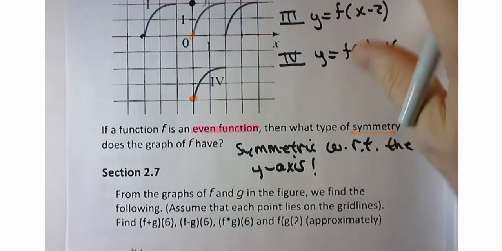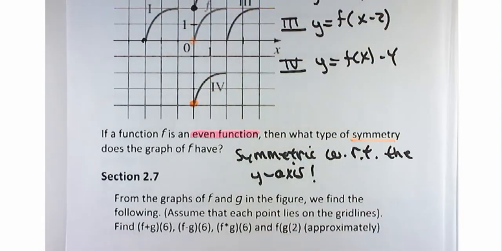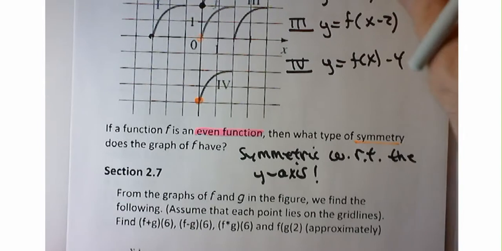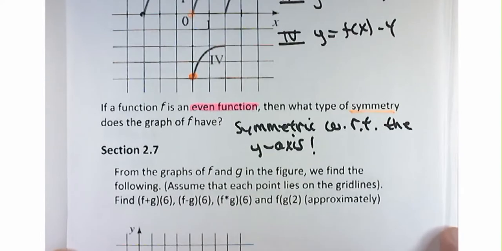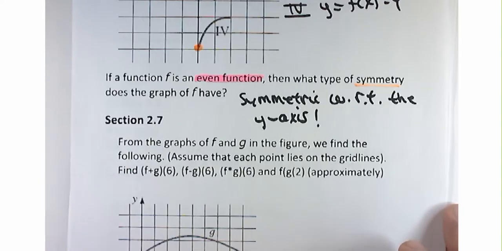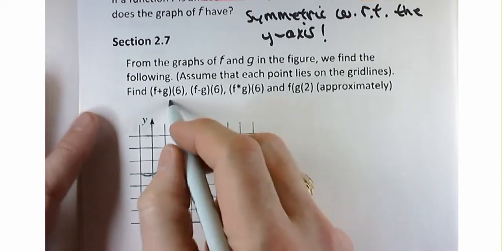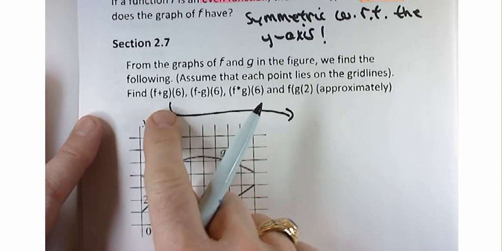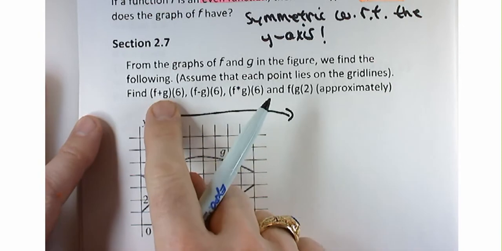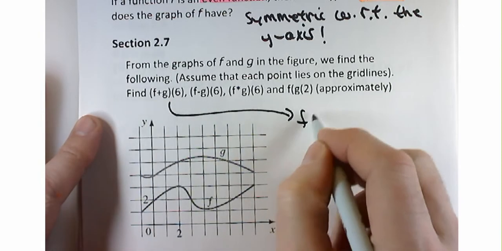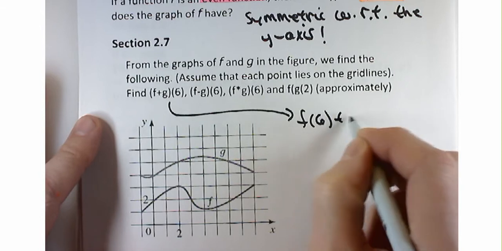All right, so let's move into section 2.7 then. A lot of what we did in 2.7 was working with functions and understanding some more about domain and range, and also working with some notation. So for instance, f plus g of 6. Now Desmos won't recognize that, but they would recognize f of 6 plus g of 6.